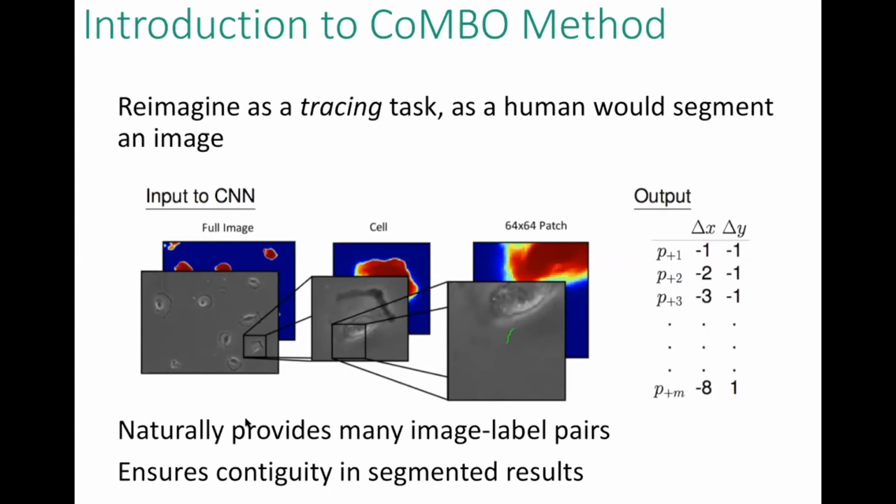Another nice thing about this is it naturally provides many image label pairs. So if you look at the full image, right, there's about 8 cells in here. And an image label pair is this patch and the associated displacements in both X and Y. And so you could get tens of thousands of image label pairs per image because every single pixel along a boundary generates an image label pair for our CNN.